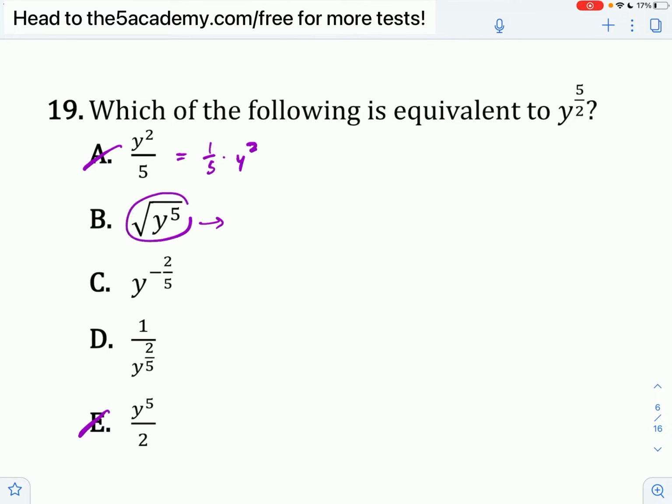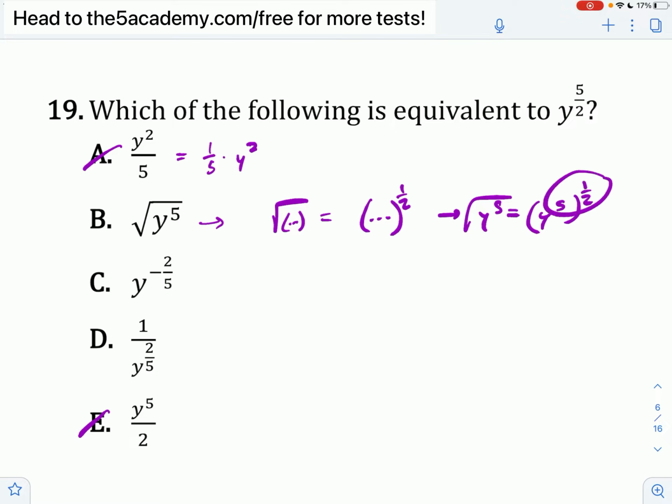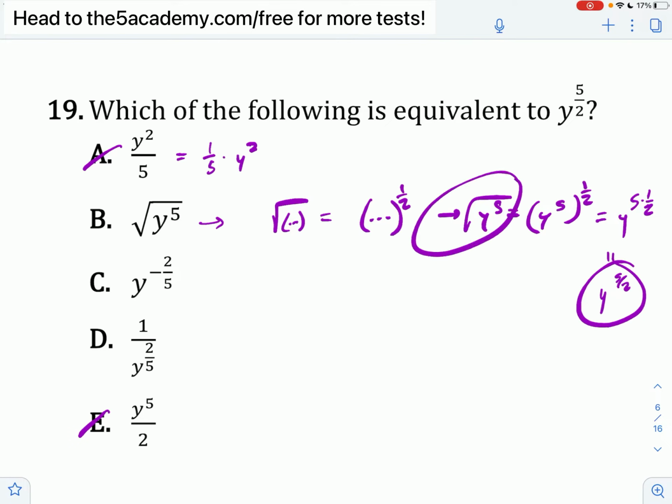As for B, how does a square root come into this? Well, a square root is really just the same thing as taking that fraction and raising it to the half, okay? So the square root of y to the 5th is the same thing as y to the 5th to the half. And when I have an exponent to an exponent, if you remember your properties of exponents, you just multiply the exponents together. So that ends up coming out to y to the 5 over 2. Okay? So y to the 5 over 2 is equal to the square root of y to the 5th. So B is your answer.